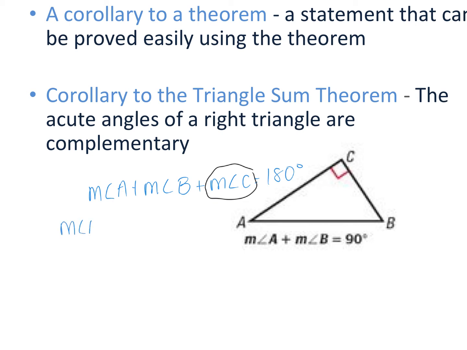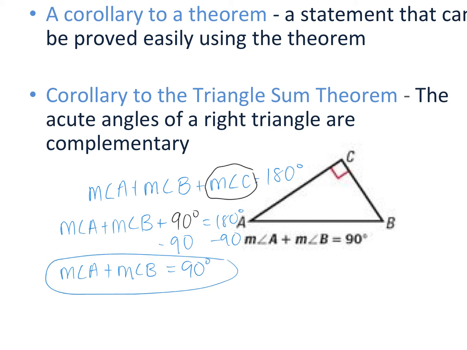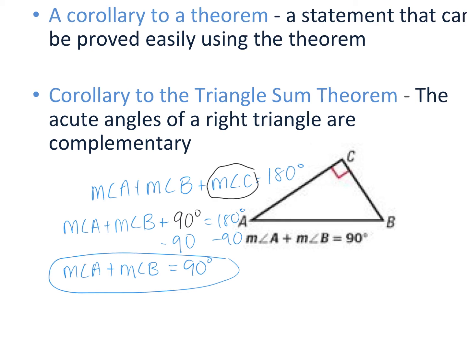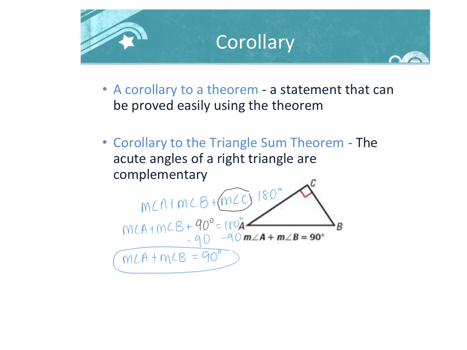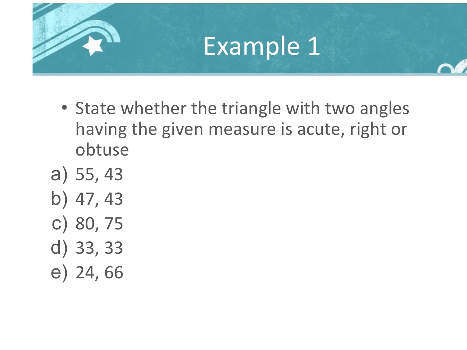It's going to be the measure of angle A plus the measure of angle B plus, instead of measure of angle C, we're going to put 90 because we know it's 90 degrees, equals 180. We subtract 90 from both sides, and we get that the measure of angle A plus the measure of angle B equals 90 degrees, okay? So they must be complementary. So the two angles inside a right triangle that are not the right angle, the two acute angles, must add up to 90. They must be complementary.